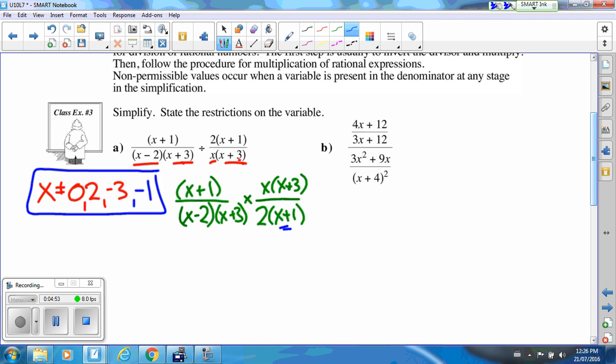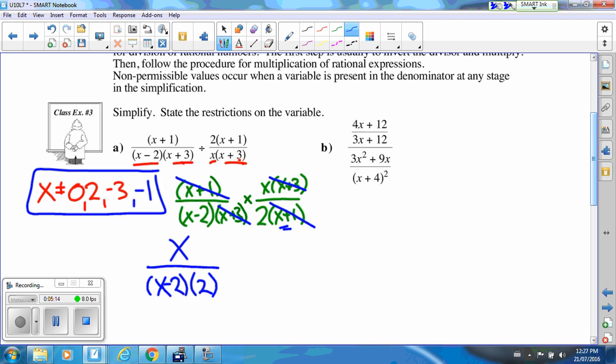I get to canceling, I'm like, oh, wait, I still have non-permissibles I haven't dealt with. But +1 and +1 goes away. Plus 3 and x plus 3 goes away. So my finale is x over x minus 2 times 2.